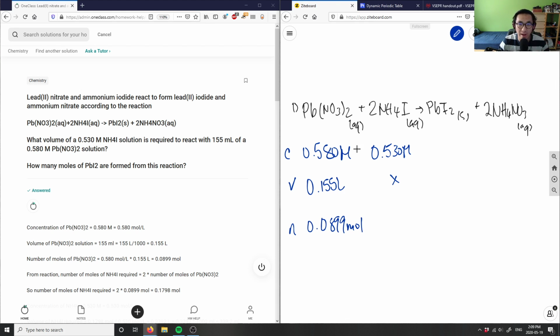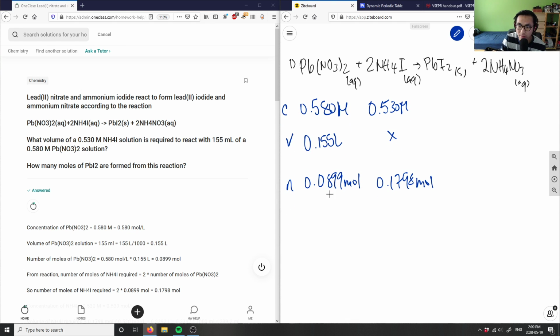What we can do here is a mole-to-mole ratio. I have 0.0899 moles of lead nitrate, but the coefficient for ammonium iodide is 2, so I have to multiply this by 2 to satisfy the mole-to-mole ratio. So I multiply 0.0899 by 2 to get 0.1798 moles. And once we've found this, we can figure out the volume of our solution.